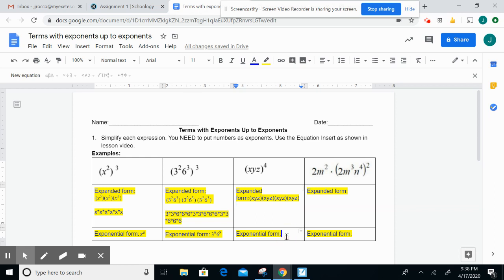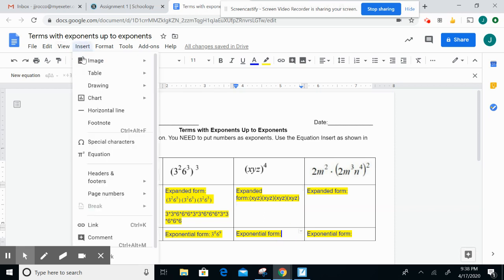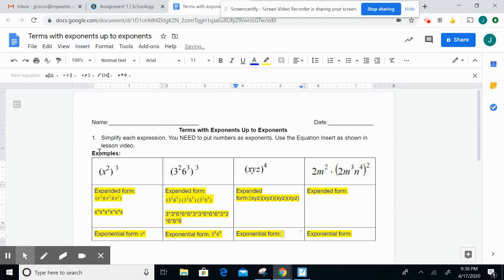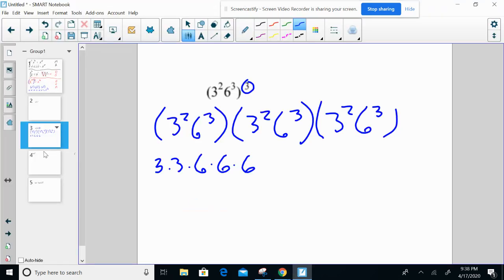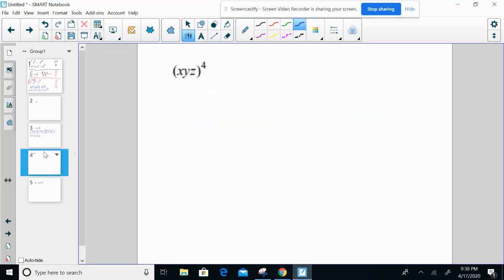How many x's do we have? We have 4. I'm going to insert equation. X to the 4th. How many y's? Y to the 4th. And then how many z's? Z to the 4th. And that's it for that one. Now I did want to show you one other thing. And again, if you want to write your work and take pictures of it, please do.